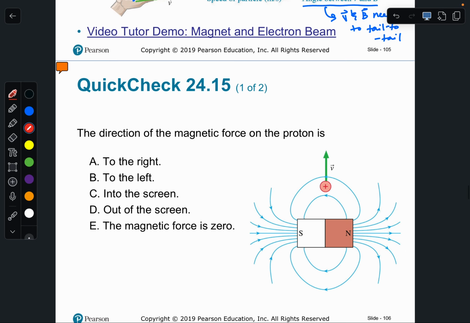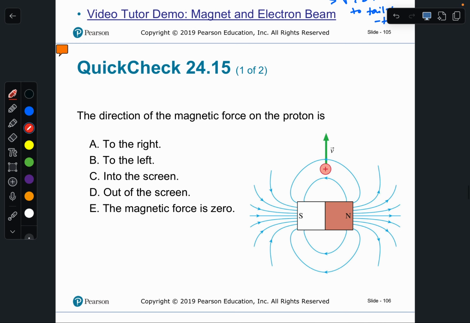All right, so let's do this. We're going to combine two concepts. Concept one, the magnetic field direction due to a bar magnet. Concept two, what is the force acting on that positively charged particle? So we're going to use our right hand.